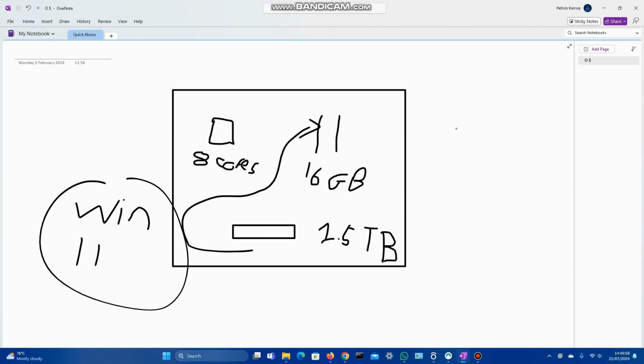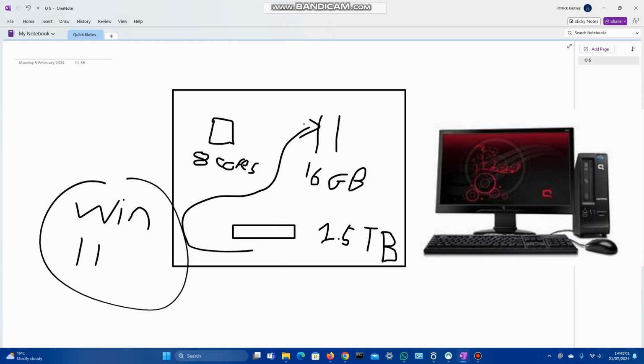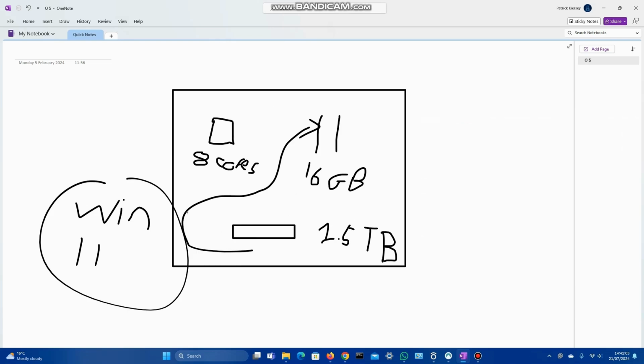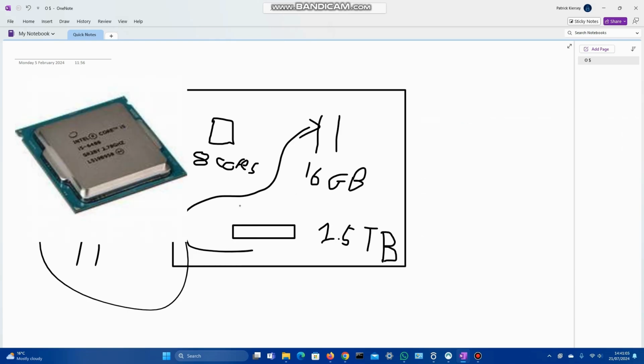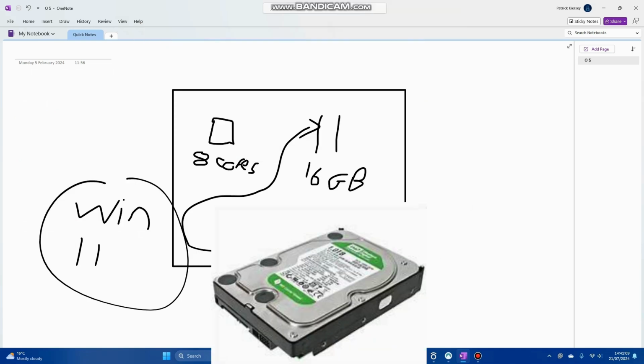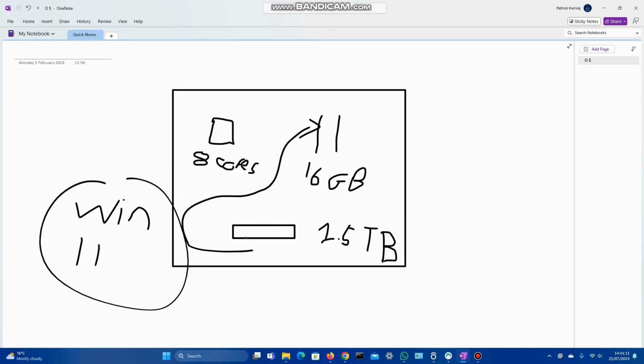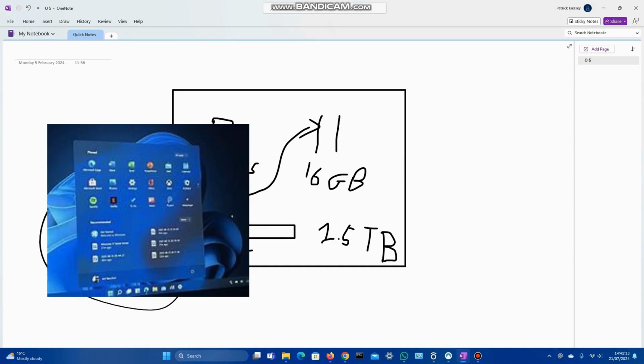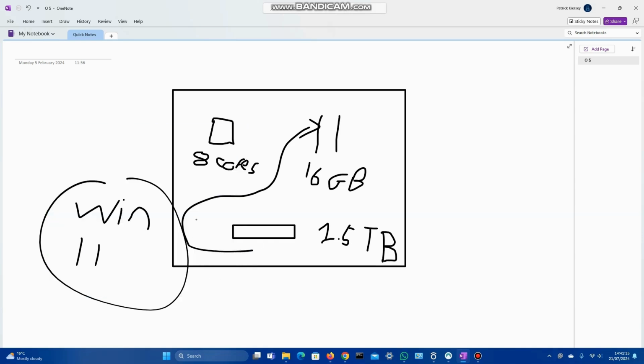So let's just say you have your physical computer. This is going to be your hypothetical physical computer. It has 8 cores on the CPU, 16 gigabytes of RAM, 1.5 terabytes of storage, and on the storage we have the Windows 11 operating system. This arrow indicates that the operating system gets moved into the RAM, and of course the CPU communicates with the RAM. And any more data that's needed from the storage will get loaded in as needed.